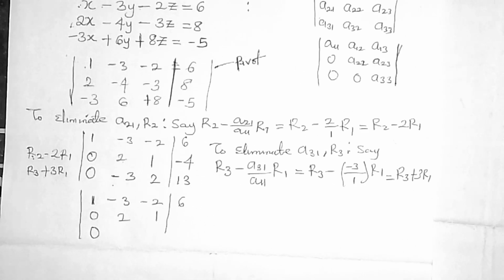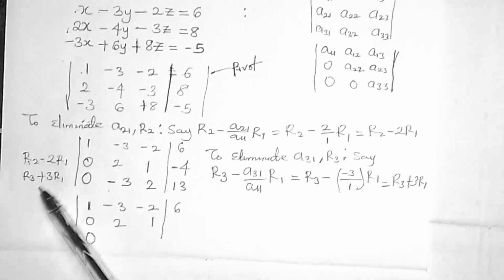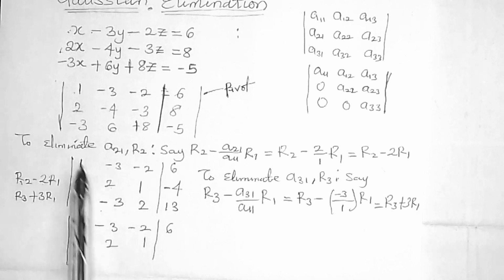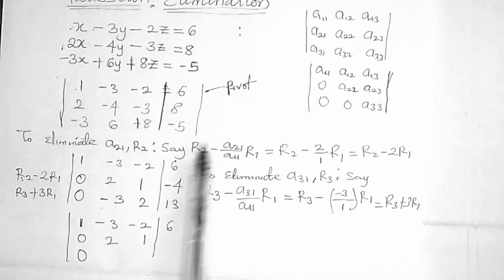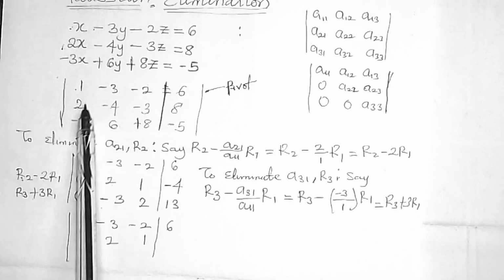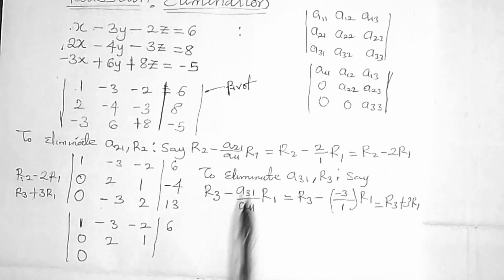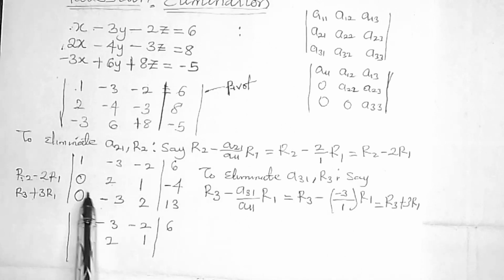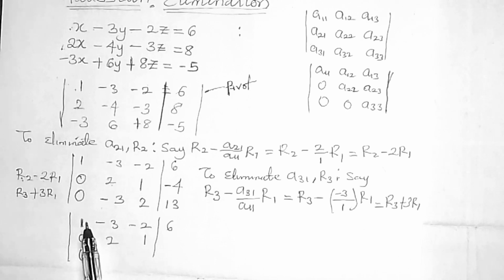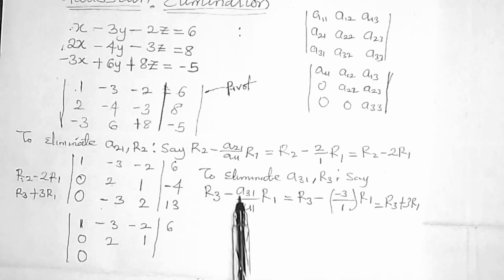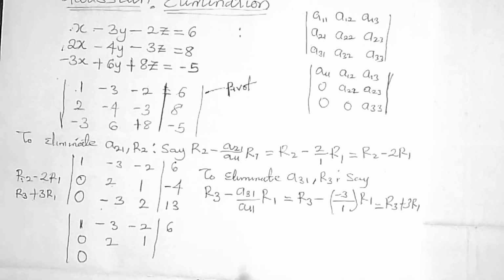What is the next key you need to know? Look at the first key. We said to eliminate A21, which is this place. What did we do to eliminate that? We said R2, which is row 2, minus A21 divided by A11 multiplied by R1. And we now say to eliminate this A31, what did we do? We said R3 minus A31 over A11 R1. Are you seeing that now? Now, from that idea, what do you think the next line is going to be?